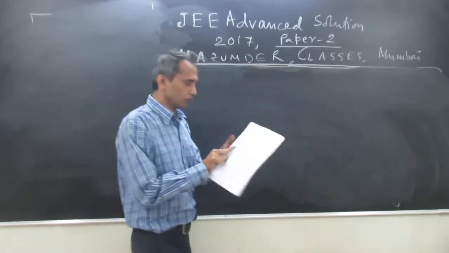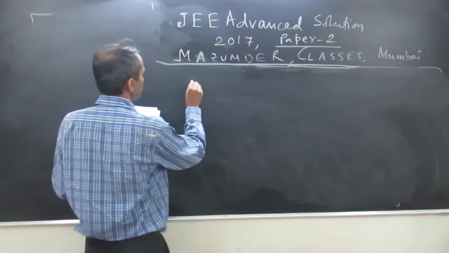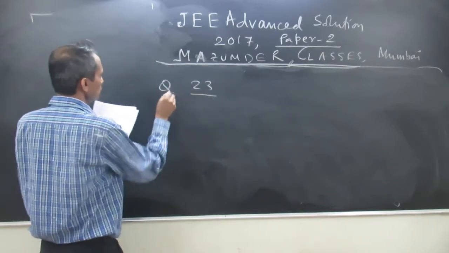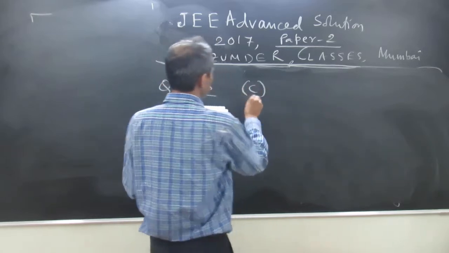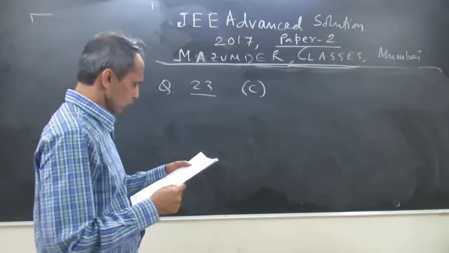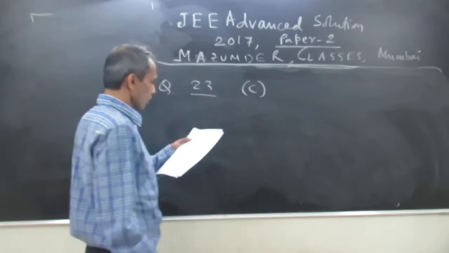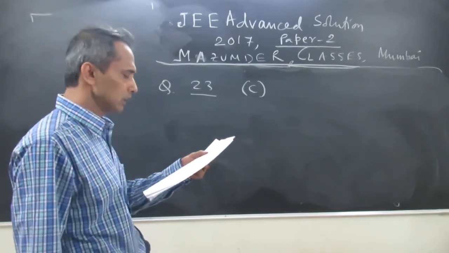Next we will go to question number 23. Question number 23 is another interesting question. I must first tell you that the answer will be C. Why? Because look, H3PO3: it is given the order of the oxidation state of the phosphorus atom in these few acids.